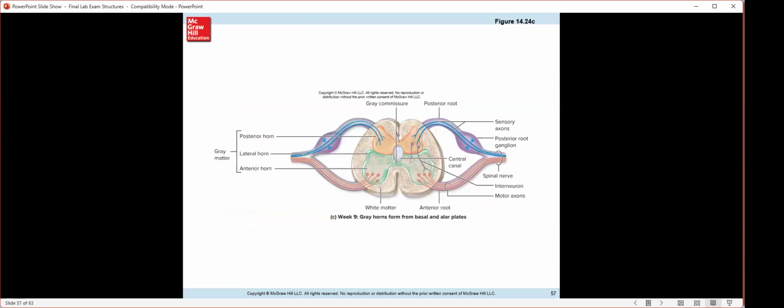We have a few different areas of the spinal cord. Remember, you have these posterior horns here, lateral horns, and anterior horns. And we know that when we're looking at this tissue, this is gray matter for the horns and white matter on the outside.